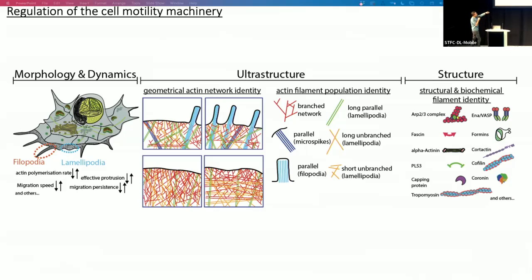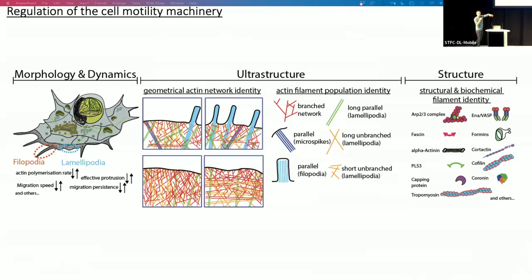And then you look at the finest level of regulation, the structure and the biochemistry, where essentially actin binding proteins define the identity of a specific actin filament. So, for example, I will be talking about the Arp2/3 complex, which you can see here on the right side, that generates branch networks that then eventually leads to cell migration characteristics which are specific.